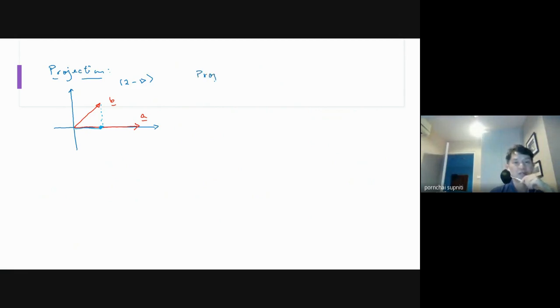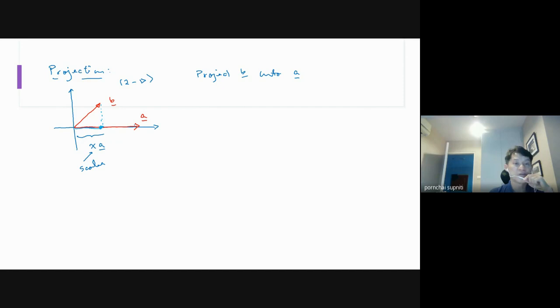So basically, what we say is we project vector B onto vector A, okay? And when we project B onto A, because it is in the same direction as the vector A, for this part we can call it XA, okay? Where X is just a scalar value, okay? And typically it will be smaller, right? Then the length will be smaller than the vector A, okay?